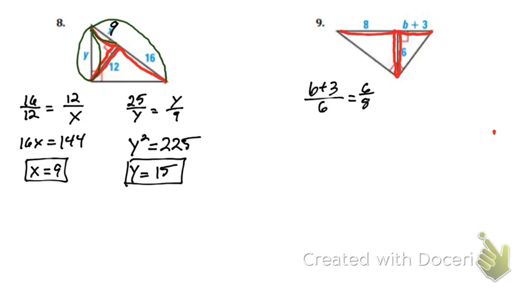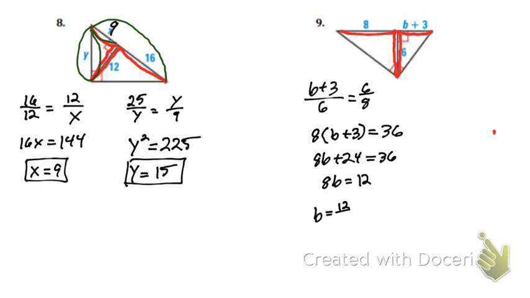Over 8. Now the reason why I picked this one is because when we do our means extremes, don't forget, 6 times 6 is 36. But don't forget it's 8 times the quantity b plus 3 equals 36. Don't forget about that. So we're going to have 8b plus 24 equals 36. Subtract 24 on both sides. You should come up with 8b equals 12. And so we end up with b equaling 12 over 8.